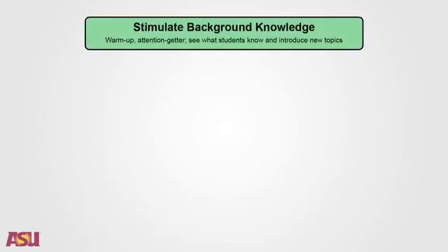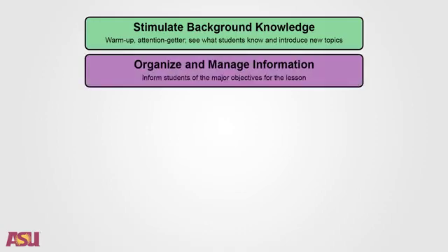Event 1, stimulate background information. This is often called a warm-up or attention getter and is done not only to see what students already know, but to introduce students to the new theme. Event 2, organize and manage information. While this may be done at any point in a lesson, often teachers, after or during the warm-up, give an indication of the major objectives of the instruction. Gagne calls this informing learners of the objectives.